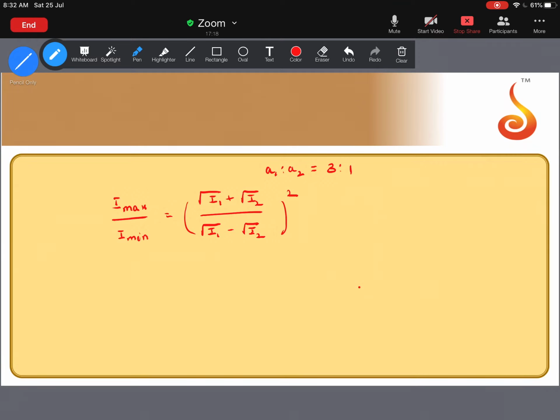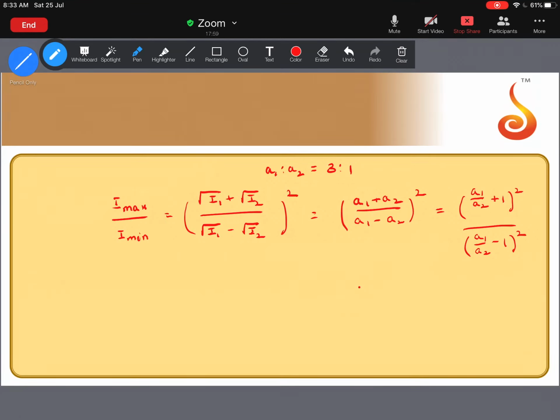Okay, √I1 is basically the amplitude of wave 1, and √I2 is the amplitude of wave 2, which are nothing but A1 and A2. So we can write this as (A1 + A2) divided by (A1 − A2) whole square. Now if I take out A2 common from both numerator and denominator, I'll get (A1/A2 + 1) whole square divided by (A1/A2 − 1) whole square.